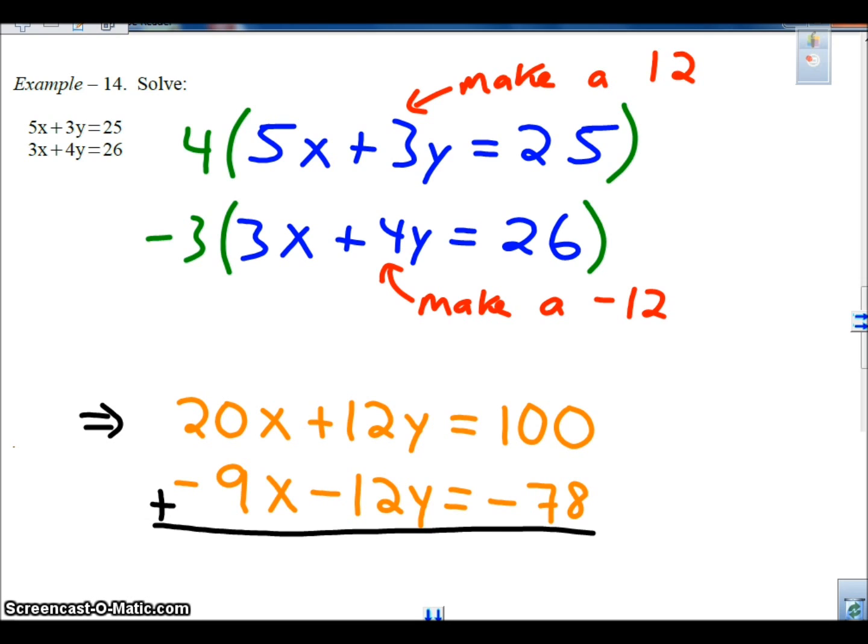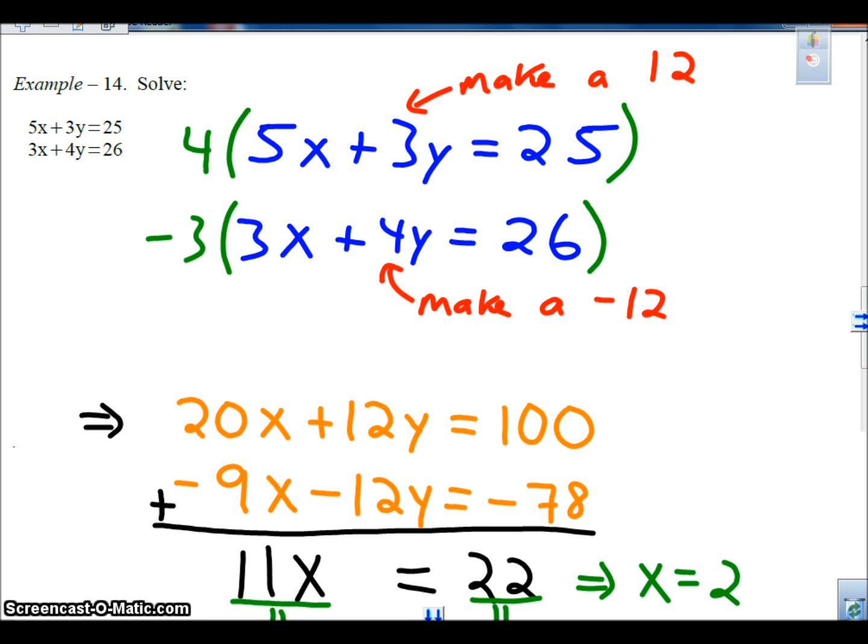And what's going to happen is we'll get 20x minus 9x, which will be 11x. The y variables are going to cancel out. We made sure of that. And then on the right-hand side, we'll get 100 minus 78, which is 22. So we end up with the equation 11x equals 22. We'll divide by 11 on both sides, and that's going to give me x equals 2.